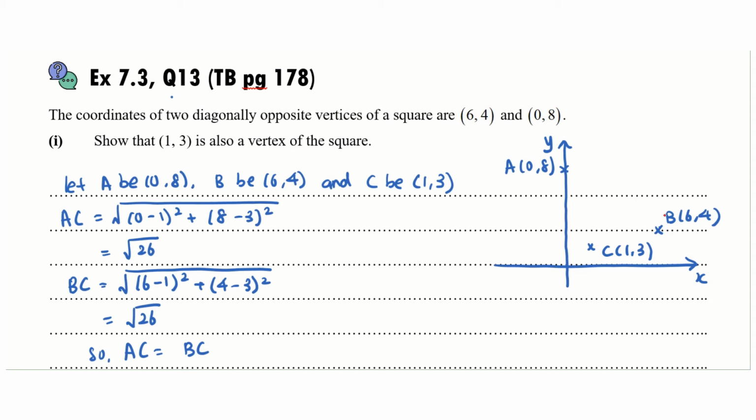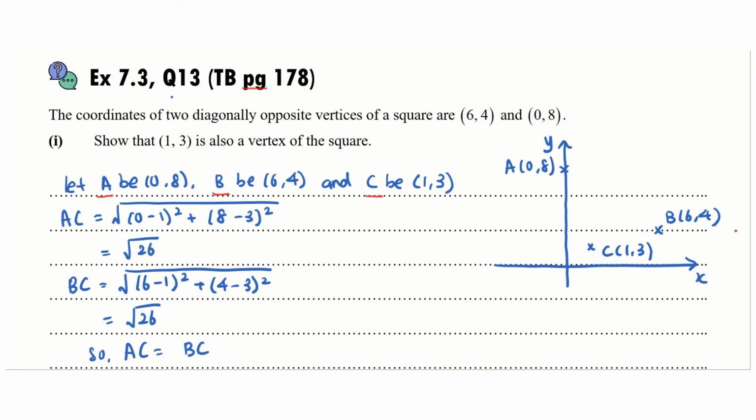Do take note that when showing whether it is a vertex of a square, I definitely cannot draw a scaled diagram to actually prove it during the exam. I need to do it in a slightly more rigorous manner. So to aid myself in the presentation, I have decided to name the points A, B and C.